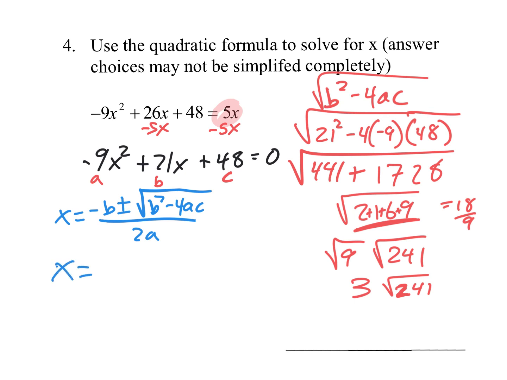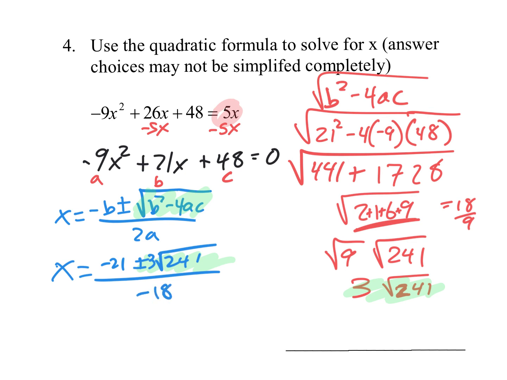X equals negative b. All right, negative b. Well, my b was 21, so I'm going to write negative 21. And then instead of this whole thing, right, I did all the work here, and simplified down to that. So I'm going to write plus or minus 3 square root 241 over 2 times my a. My a is negative 9, so 2 times negative 9 is negative 18.